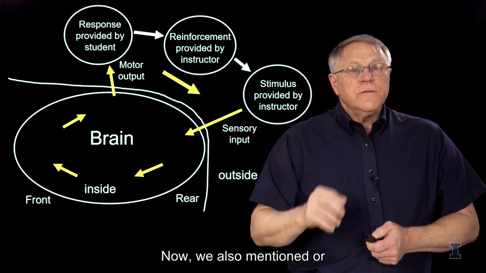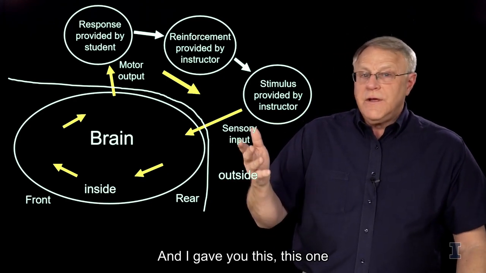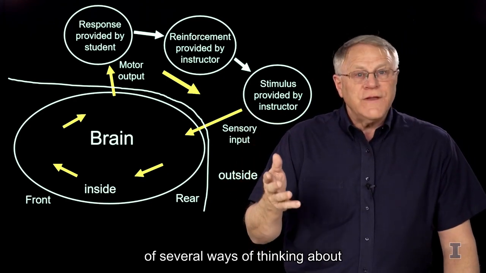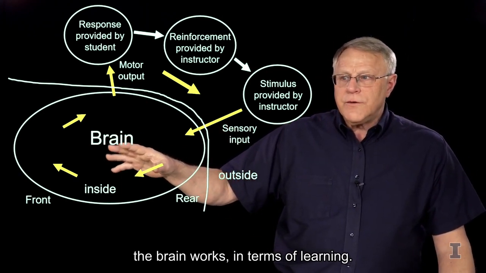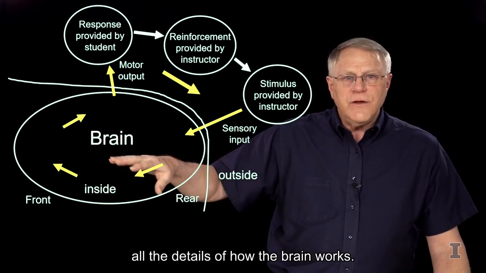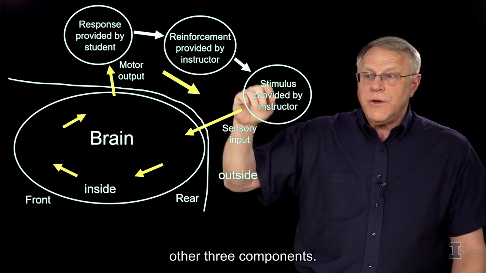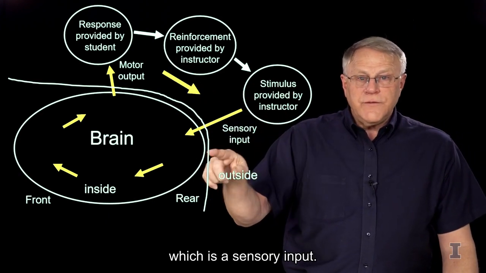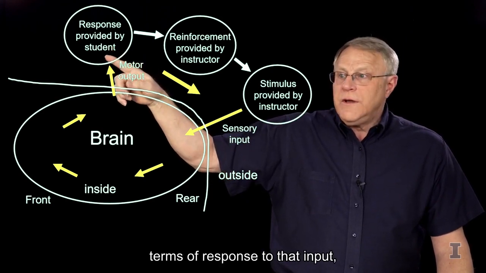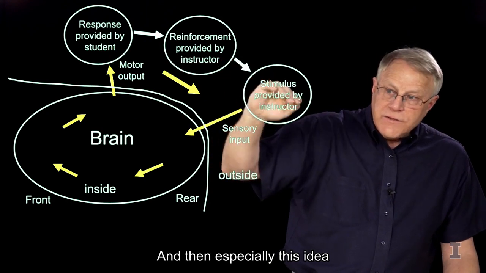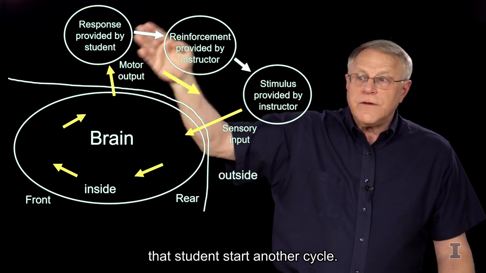Now, we also talked about the idea that learning is a cyclic process, and I gave you one of several ways of thinking about this, the brain way, thinking about it in terms of how the brain works in terms of learning. It's not so important that we remember all the details of how the brain works. It is, on the other hand, as teachers, important to understand these other 3 components. The stimulus that we provide, which is a sensory input; what we ask the students to do in response to that input, the response by the student; and then especially the reinforcement provided by us, the instructor, to help that student start another cycle.